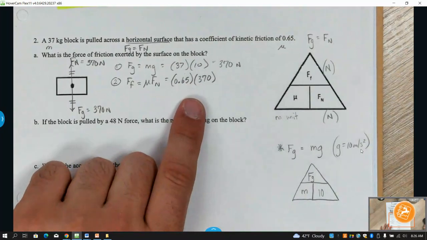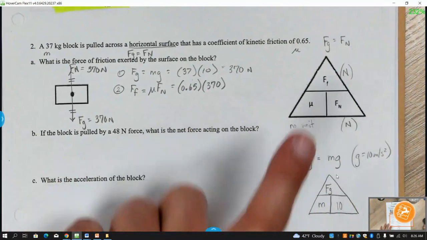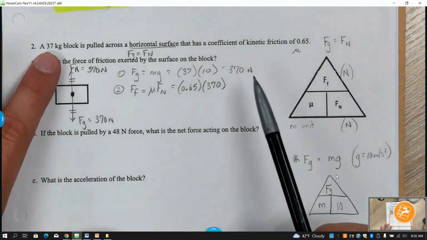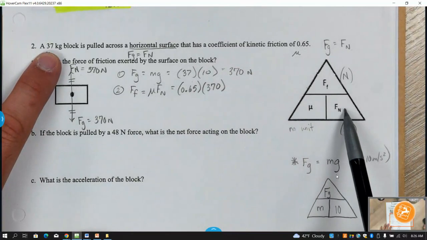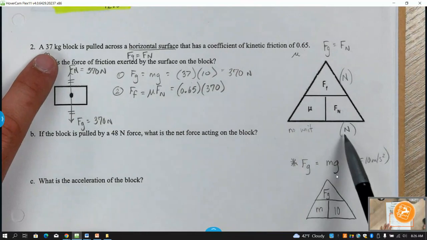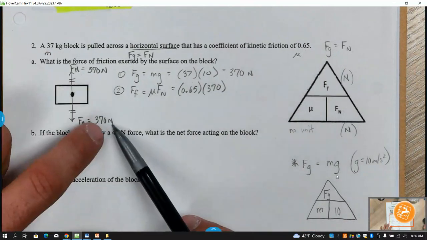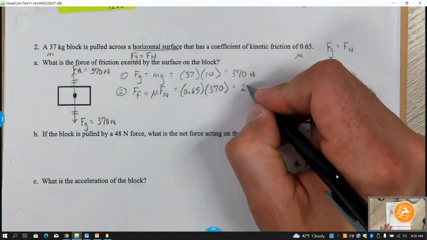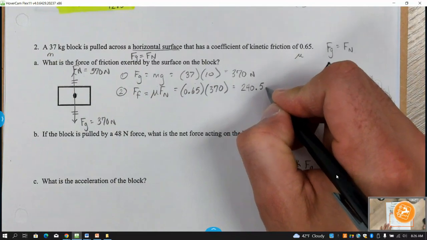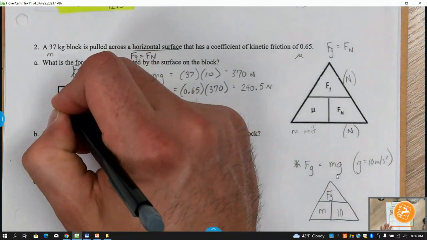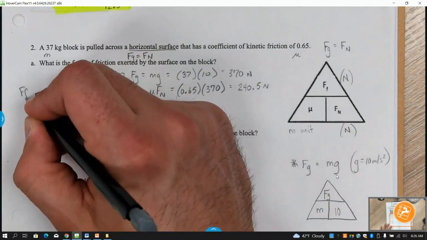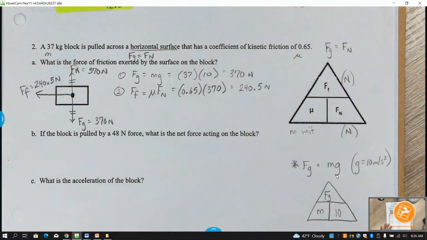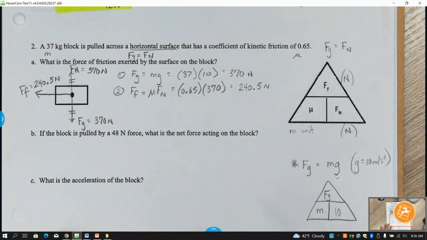All right, that was one of the only mistakes I saw as I went around. I think there's like 2 people that accidentally used the 37 instead of what you have to actually use as the normal force. The normal force, right? The unit for that has got to be newtons. So that's why it's the 370, not the kg. So we multiply this out, and you're going to get an answer of 240.5 newtons. Friction force, I said we were going to draw to the left. So Ff, 240.5 newtons. Okay, we've done everything we can do because we've solved for that part of A.